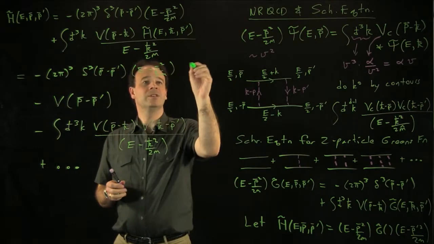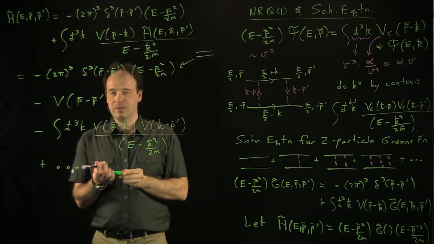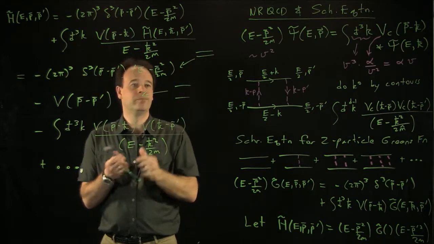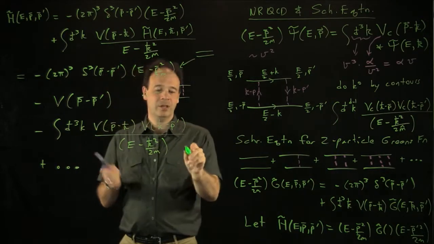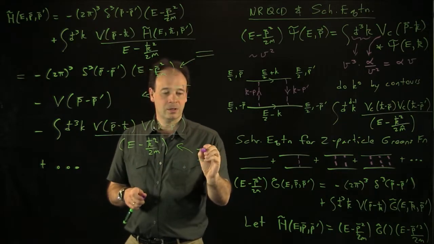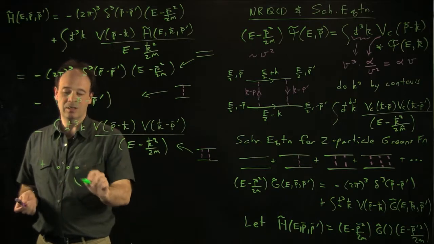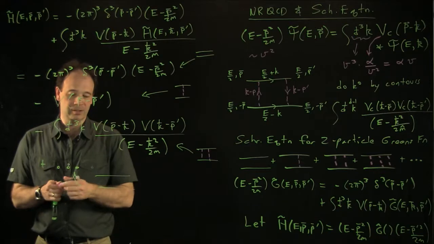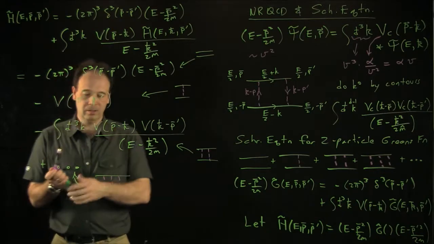So for completeness, let's just draw it. This is no scattering. There's no potential there. This one here has a single potential scattering between the particles. This one here is exactly our box diagram. And then the higher order terms would be contained in the dots. And if I keep going, the next term I would find would be, for example, this double box loop diagram, and then higher order terms.